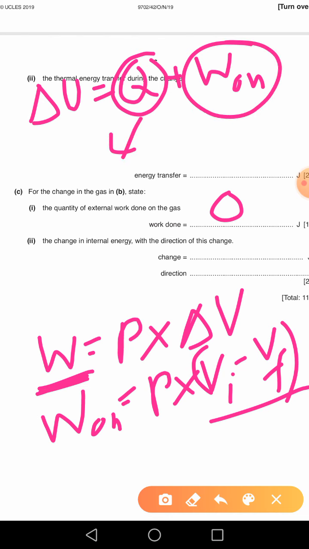This has got signs. Okay, if you supply heat to the gas, then its sign will be positive, and if you take heat away from the gas, that means the temperature of the gas reduces, then its sign will be negative. If you do work on the gas, then the sign will be positive. If the gas does work on you or on the system, then the sign will be negative.